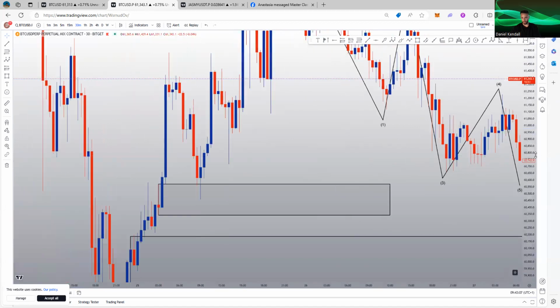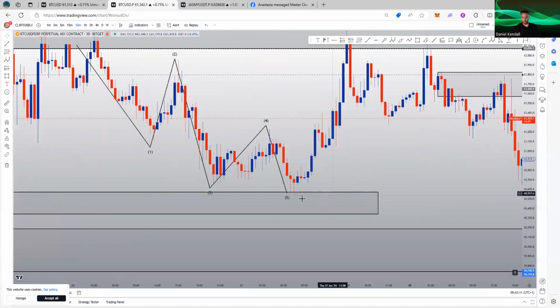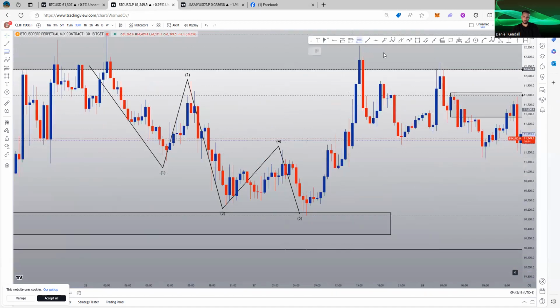So we carry on, draw this across, and there you go, it's wicked into it again and rejected. And this also corresponds with the ABC correction. So you've had your fifth leg of the Elliott wave and you get your ABC correction.